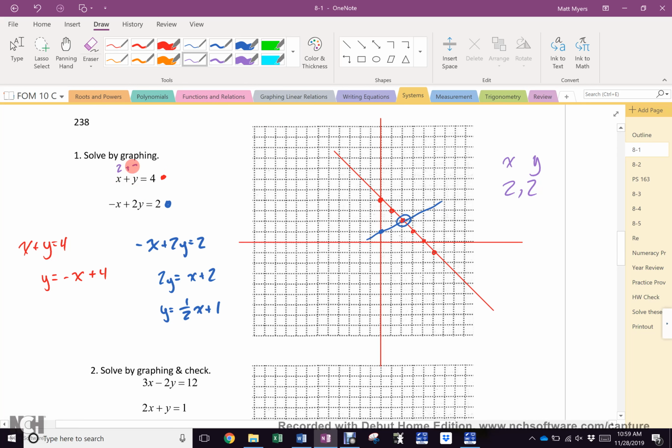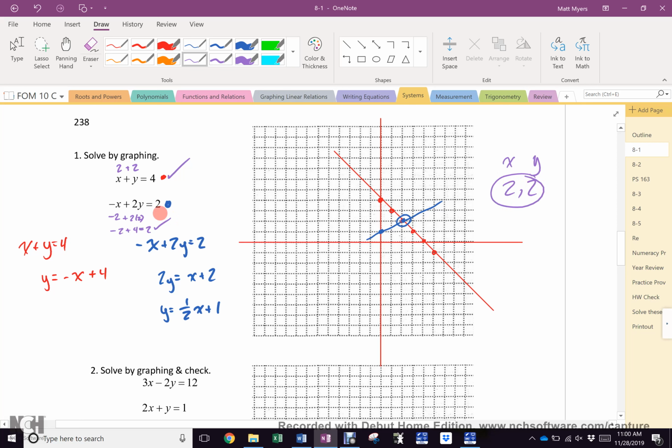Is 2 plus 2 4? So did that solution work for the red line? Yes. Is negative 2 plus 2 times 2, which is 4, is negative 2 plus 4, 2. So did it work for the blue line? So is this the solution? Yes, because it works in both of them.